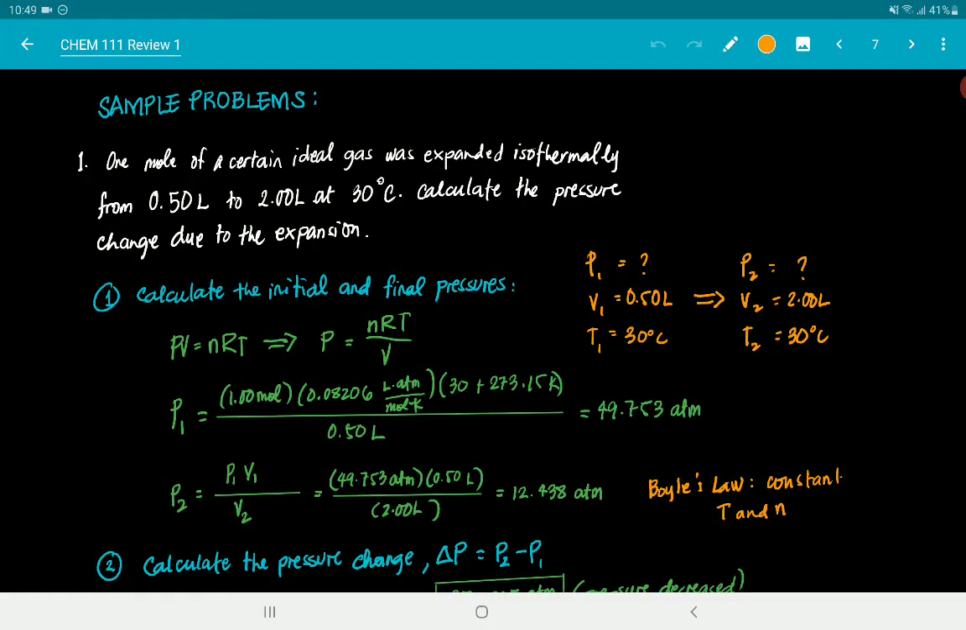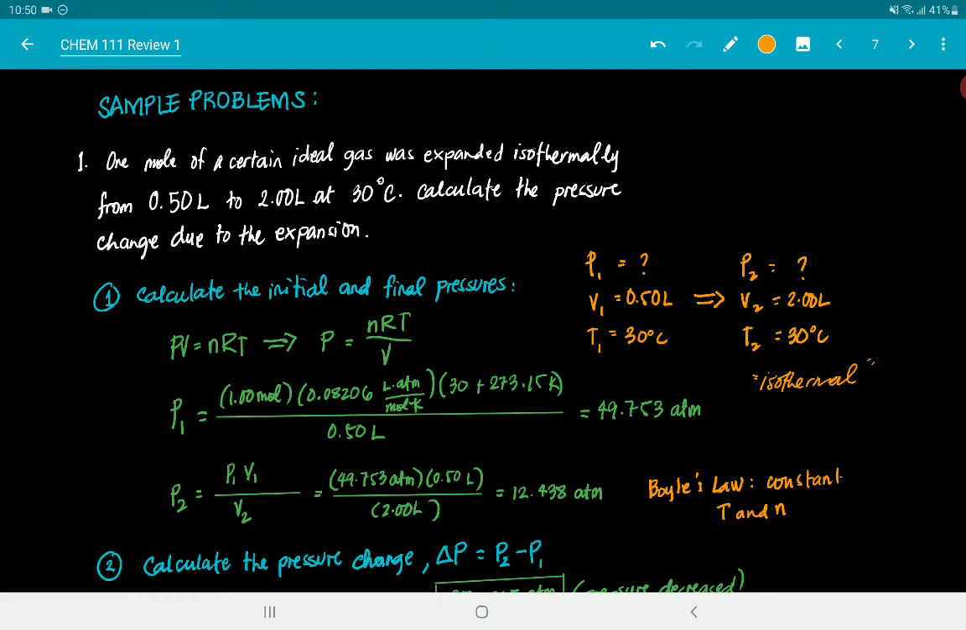So another sample problem. 1 mole of a certain ideal gas was expanded isothermally from 0.5 liters to 2.00 liters at 30 degrees Celsius. Calculate the pressure change due to the expansion. So, makikita nyo dito sa side na to, the pressure is not given, yung initial volume and initial temperature. Ang nagbago lang dyan ay yung volume. So, the temperature didn't change. So, masasabi natin na this is an isothermal process. So, the pressure changed isothermally. So, hindi rin naman nagbago yung number of moles ng gas.